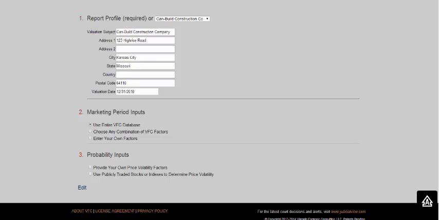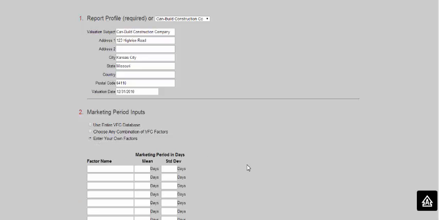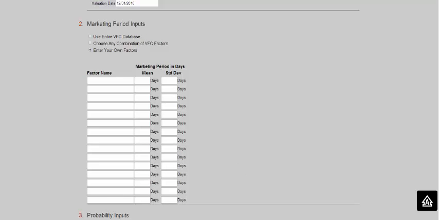Choosing the third radio button allows the user to enter probability metrics from alternative sources, which could even represent sales of assets other than privately held businesses. If you use this option, simply provide a name for each of the metrics that you enter and its associated mean and standard deviation. Now let's return to the second radio button.